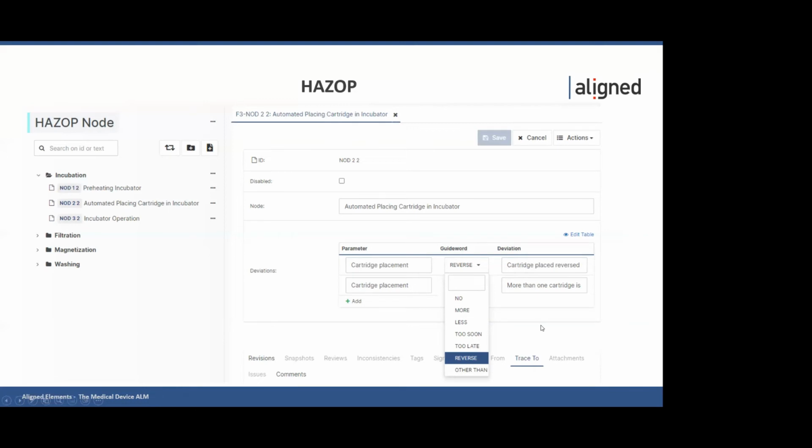What if we place the cartridge into the incubator before it has reached its target temperature? Or what if we place several cartridges in one incubator slot? What would happen then? Is that a possibility? Is that a risk that we should consider? So just using these guide words triggers ideas about potential deviations that could happen. So that's the superpower of HAZOPs, using these guide words. And if you have an IVD device, maybe this is something that you should consider, and at least take a look at it and see if it yields risks that you haven't thought about so far.